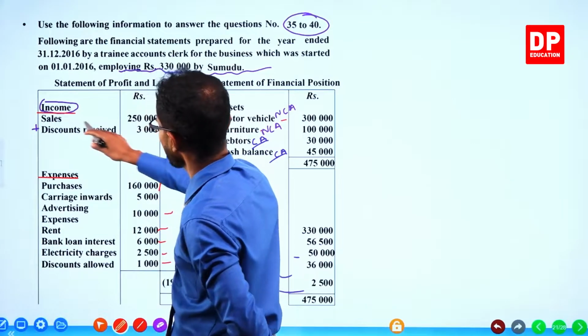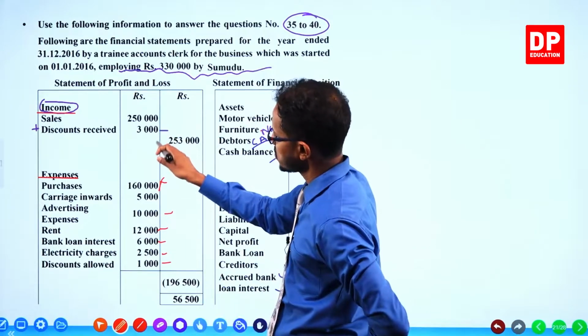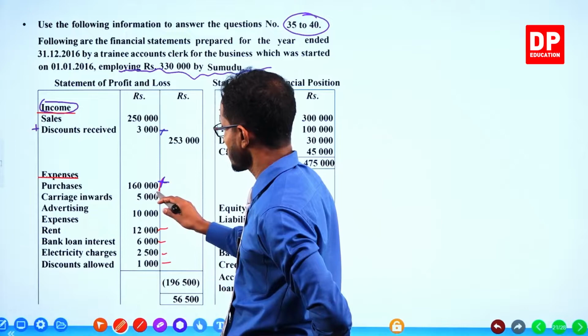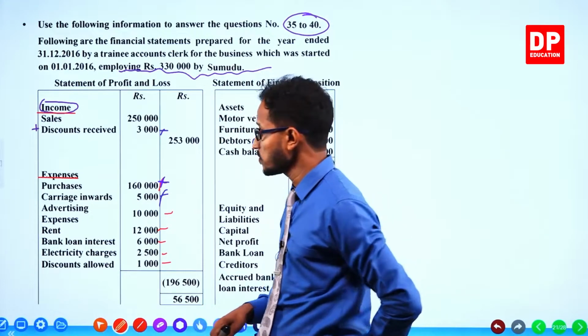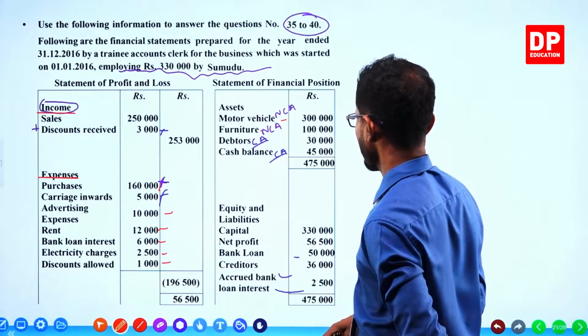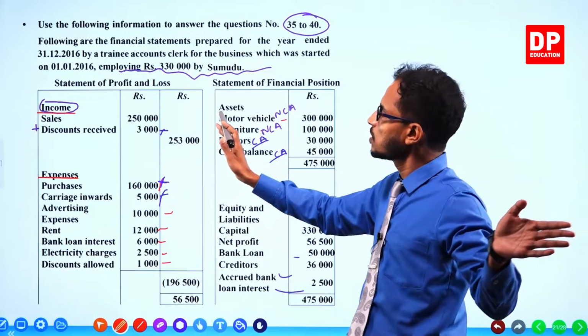You don't add discounts received to sales. This is wrong. You don't take purchases and carriage inwards under expenses. No. And there is no closing stock, opening stock, closing stock. No.